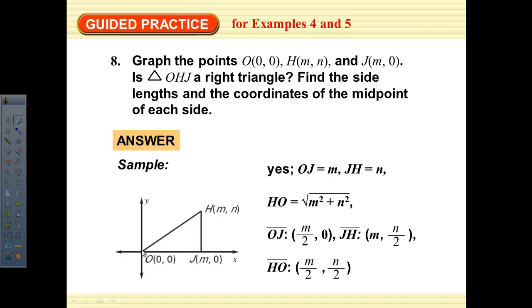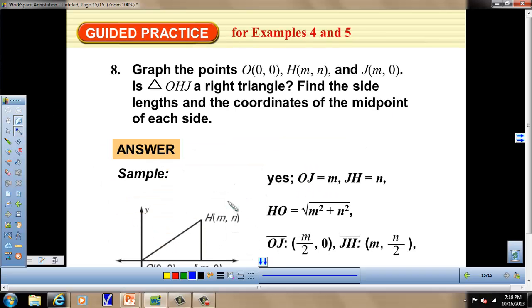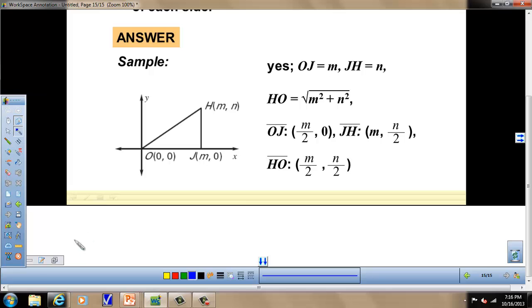Again, we could have put this whole side HJ right here, or in this case what they decided to do was make this length M and this length M. Remember, if it's N here, that means this length is different from this length. So we want to know if it's a right triangle.